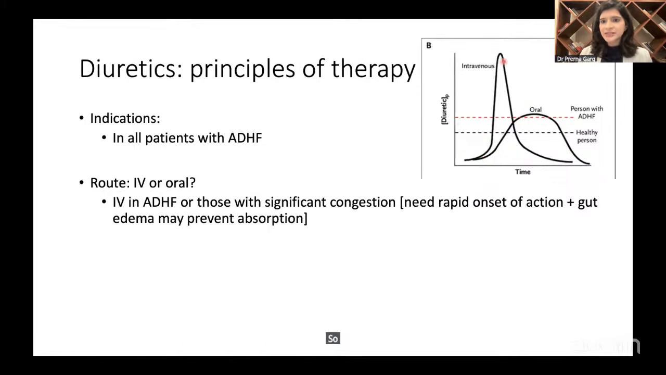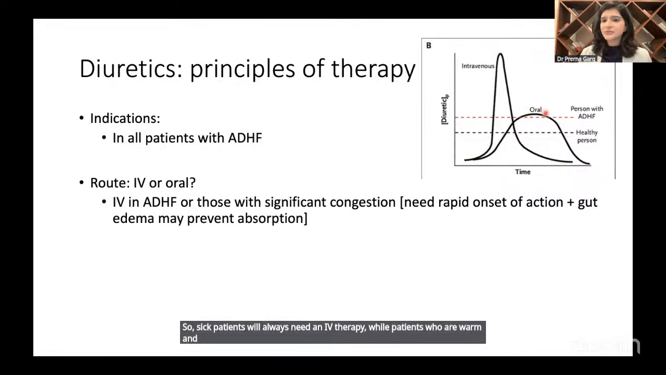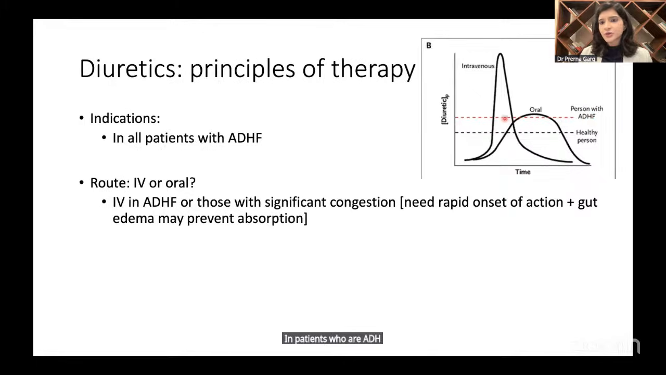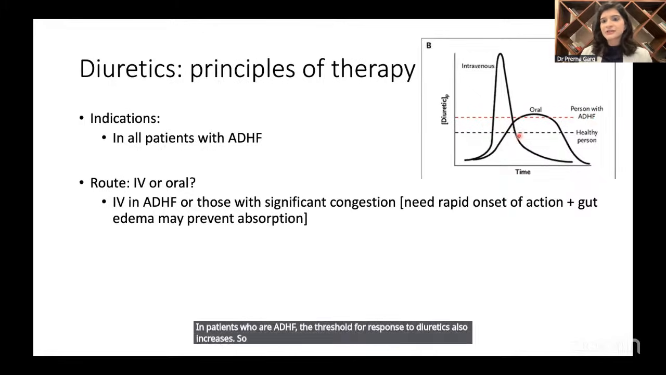So sick patients will always need an IV therapy, while patients who are warm and dry may even benefit from increasing the dose of an oral therapy. In patients who have ADHF, the threshold for response to diuretics also increases. So these patients require much higher doses than normal healthy patients.